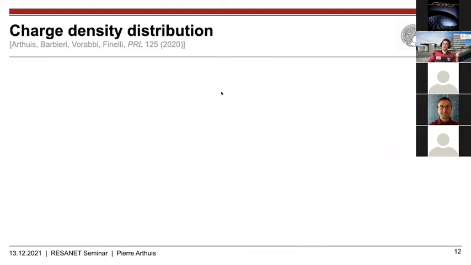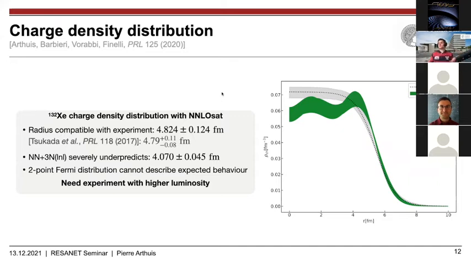And then we thought, okay, can we look at the charge density distribution? So here what you have is the charge density distribution, once again, of Xenon 132. This huge green band here comes from the different calculations that we took. We took basically the same thing as in the previous plot. So calculations at h bar omega 10, 12, 14, we take all of them, and that gives us a pretty conservative estimate of where the true charge density should be.